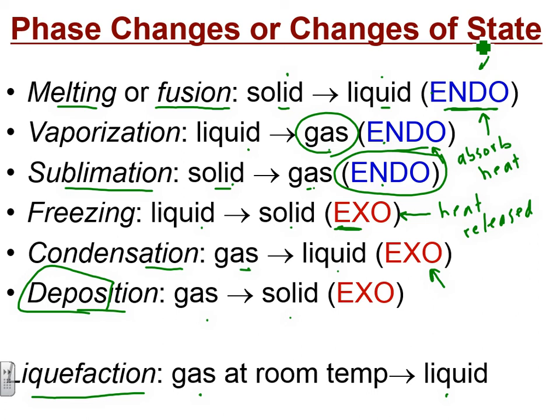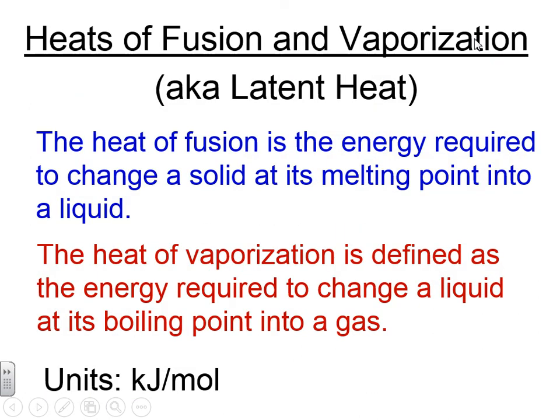Alright, hopefully this is a review, and this next part probably is something new. So heats of fusion and heats of vaporization. These are something called latent heat. The word latent means it's just sitting there to be discovered or to come out. It's not coming out just yet, but it's sitting there. That's what the word latent means.